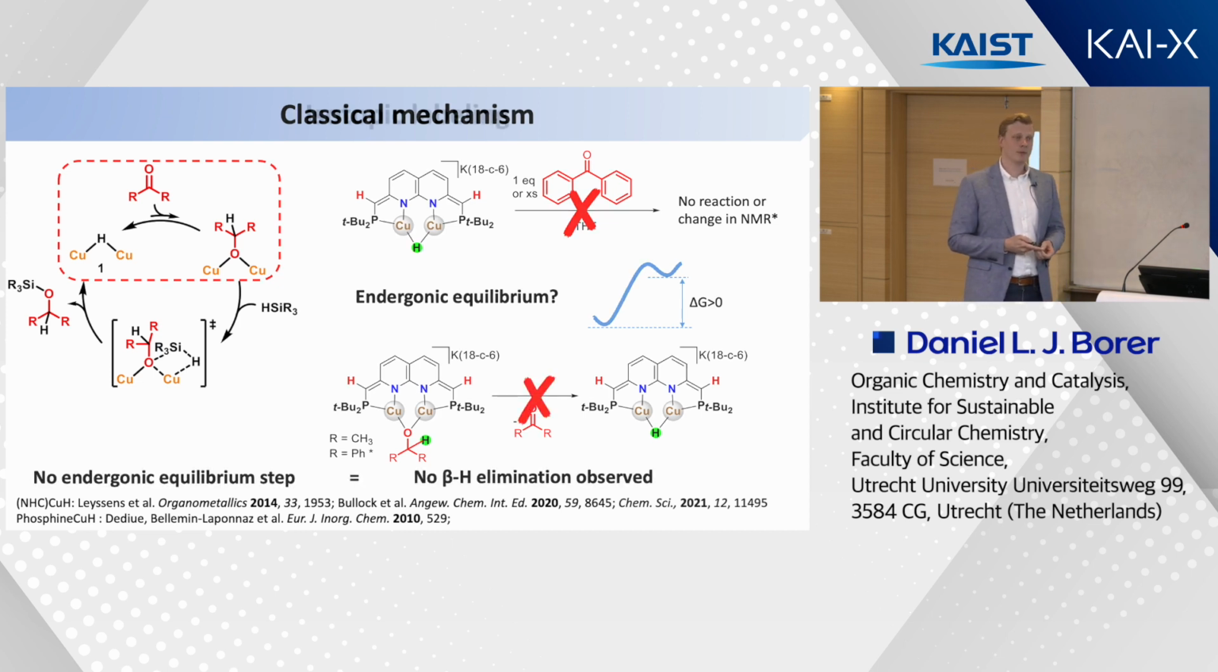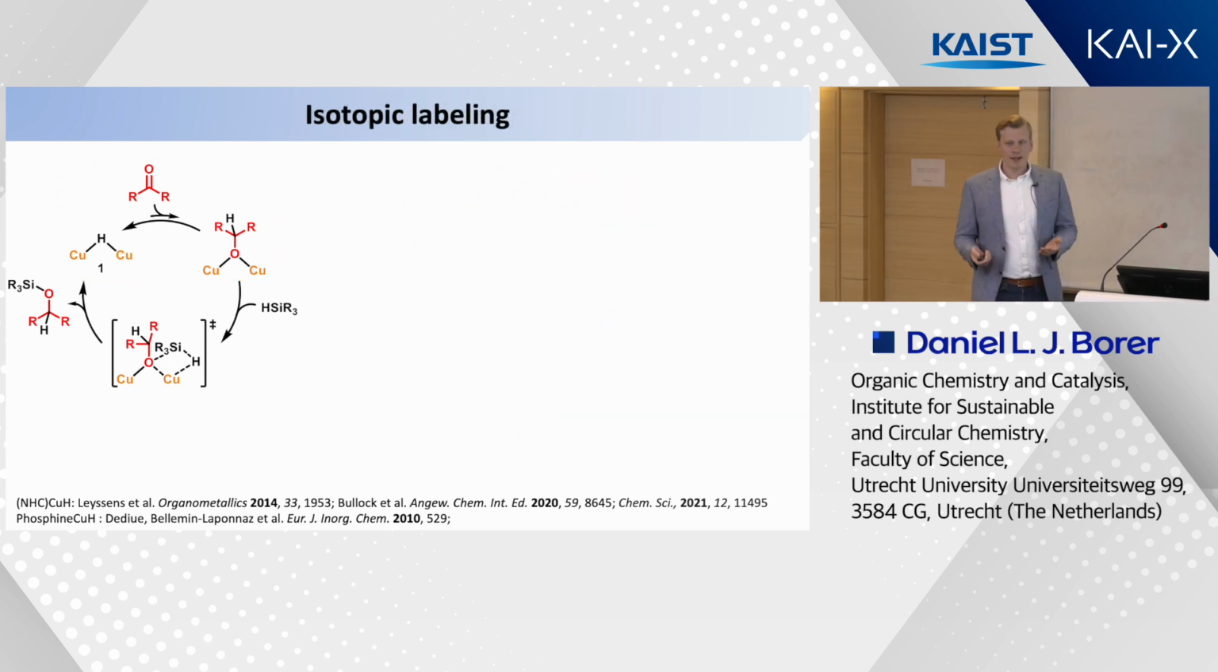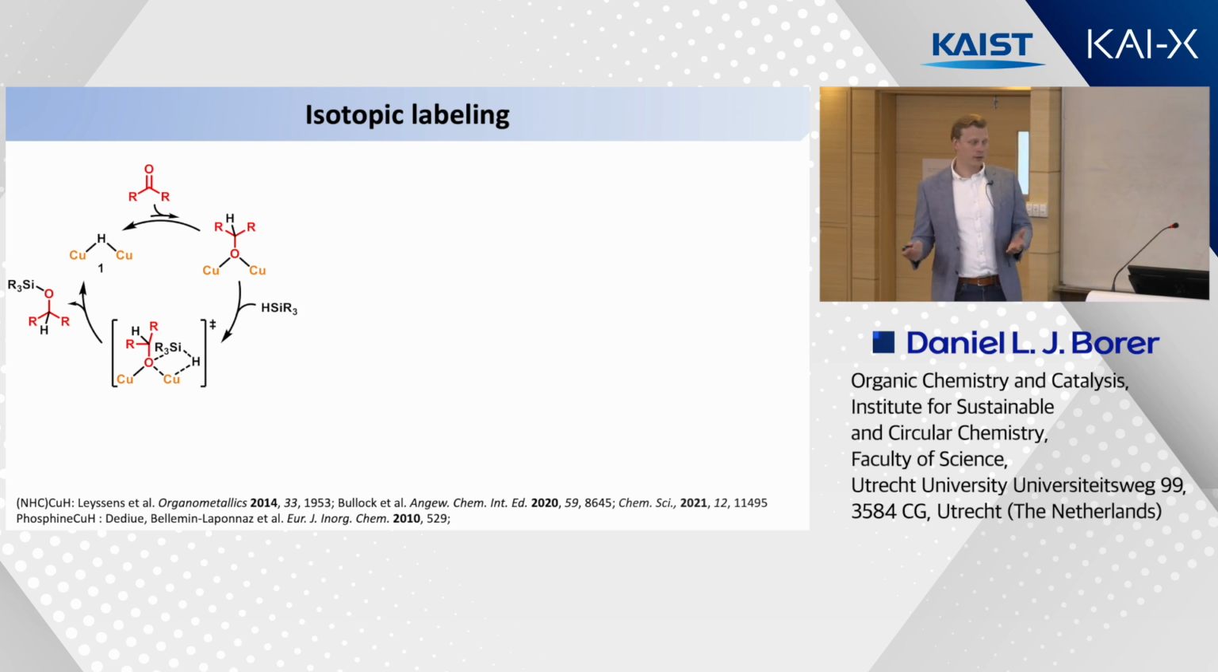But it was stable as a brick. No beta hydrogen elimination was observed. So we don't have an endergonic equilibrium step. At that point, we thought, let's just try isotopic labeling to see what is going on.